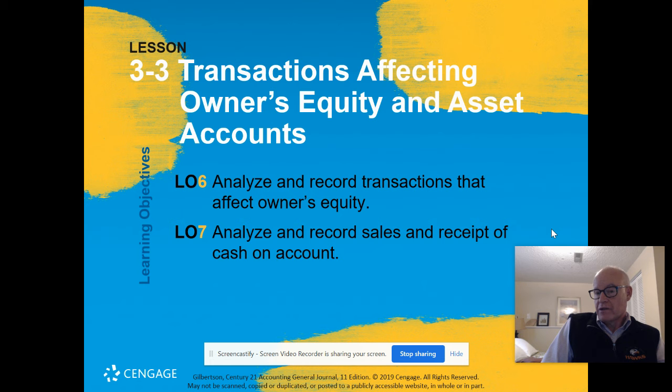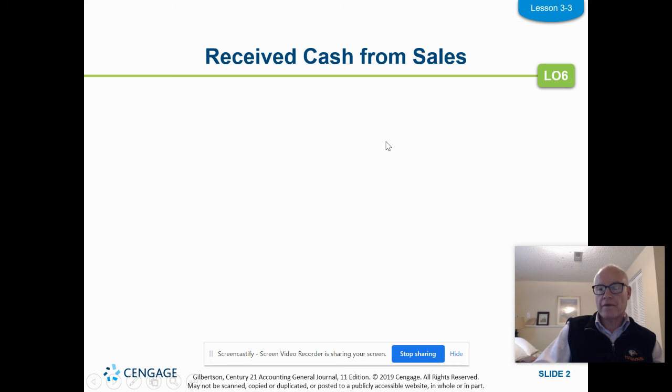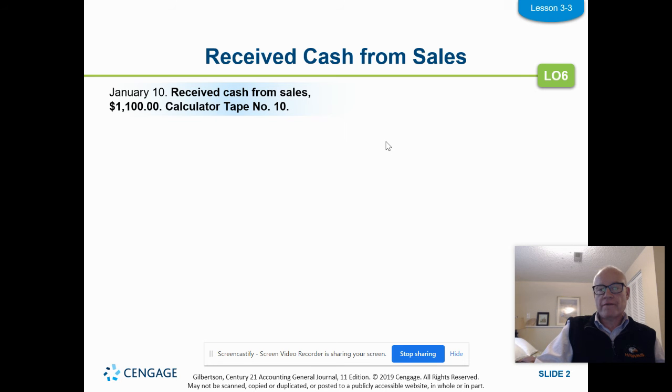There's also the importance of having source documents in case you get audited or somebody's questioning what you did. So even a calculator tape might be helpful as a source document. All right. So here we go. We are going to dive into some transactions. Receive cash from sales, $1,100, calculator tape number 10. So maybe during the day, we received 3 payments from people that totaled $1,100 and we added them up. We probably should have had sales receipts for that, but whatever.